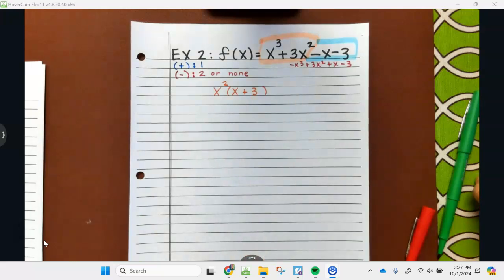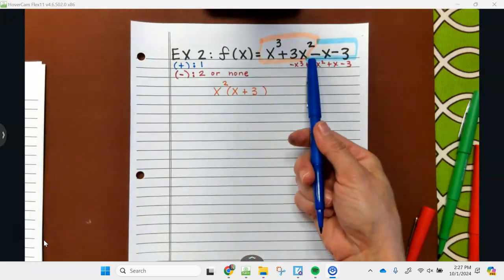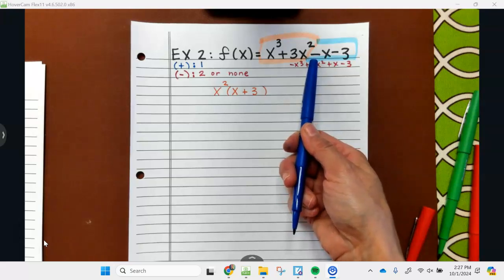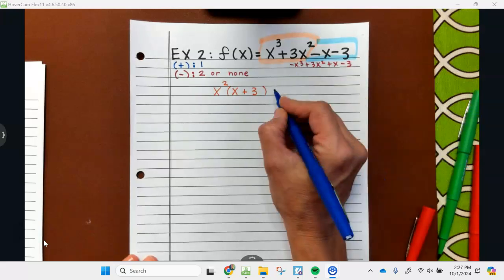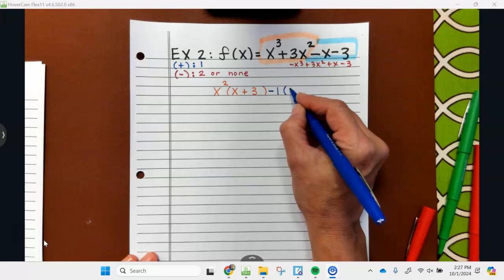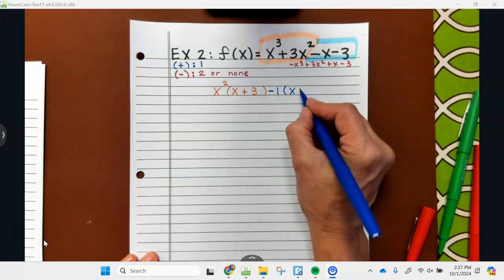Okay. Ooh. What's the first thing you see in this next group? Negative. You have to take out the negative. And guys, remember, when you take out the negative, all of the signs change. So the x and the 3 become positive.